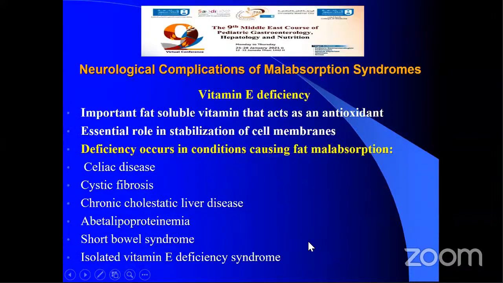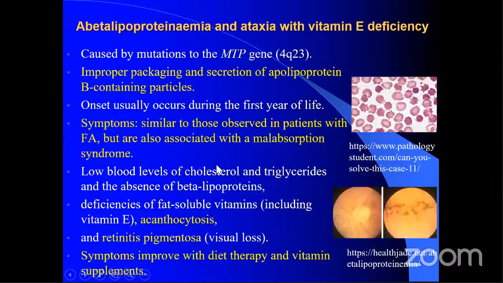Next to that is vitamin E deficiency, which has a big role in neurological complications of malabsorption syndrome. It has an essential role in stabilization of cell membranes. Deficiency occurs in conditions causing fat malabsorption, like celiac disease, cystic fibrosis, chronic cholestatic liver disease, abetalipoproteinemia, short bowel syndrome, and isolated vitamin E deficiency syndrome. In abetalipoproteinemia, ataxia and vitamin E deficiency are caused by mutations in the MTP gene, due to improper packaging and secretion of apolipoprotein B-containing particles.